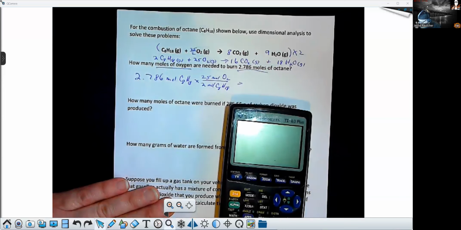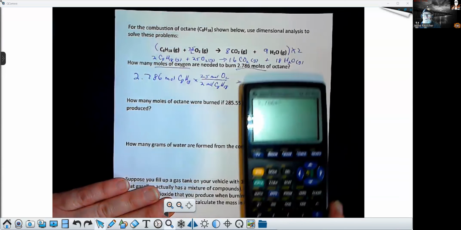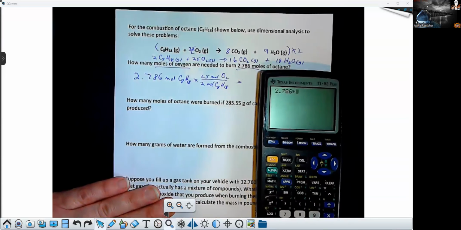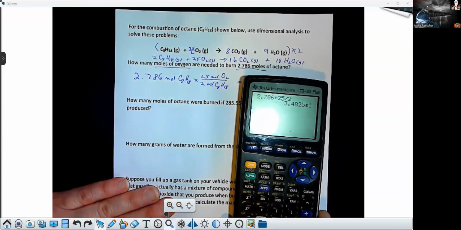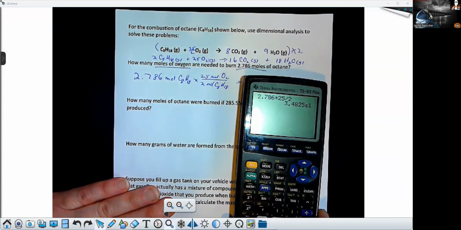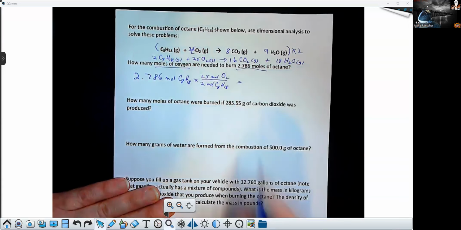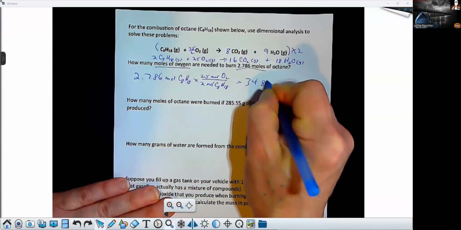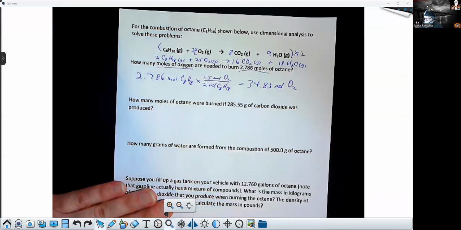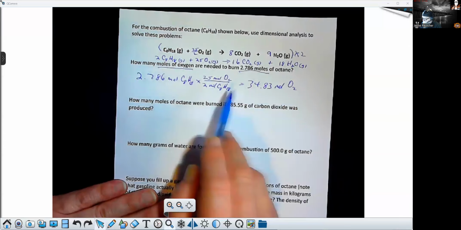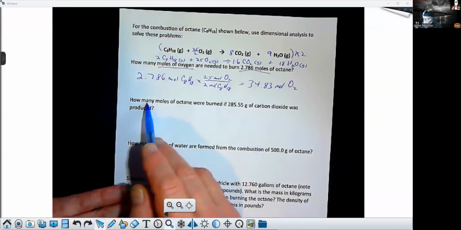So 2.786 times 25 divided by 2 gives me 34.83 mole of oxygen needed. That's how much we need.